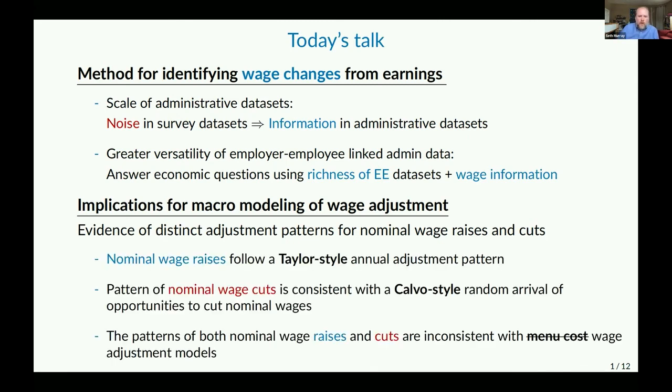So what I'll document is that nominal raises tend to follow a Taylor-style annual adjustment pattern, whereas nominal cuts are much more consistent with a Calvo-style random arrival of opportunities to cut workers' nominal wages, and that neither nominal wage raises nor wage cuts seem to follow a menu cost model of wage adjustment.